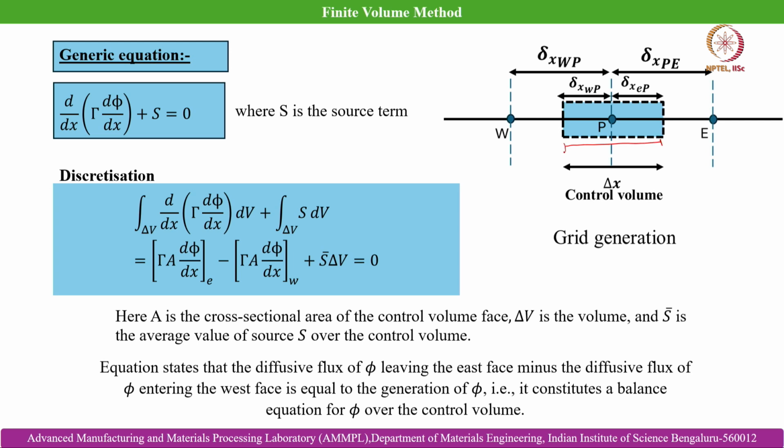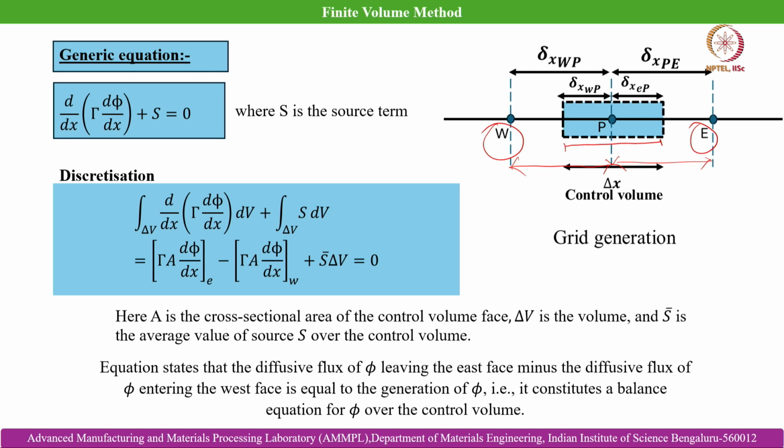These are basically the east and the west nodes which are present in the proximity of this control volume, and the center node of the control volume, that is P, is situated at an equidistant position between the west and east nodes, which are designated here as delta x WP and delta x Pe. So, this is a typical example of a control volume.